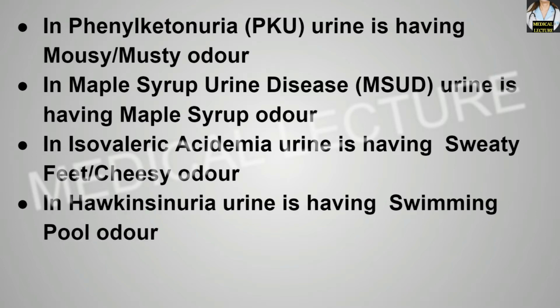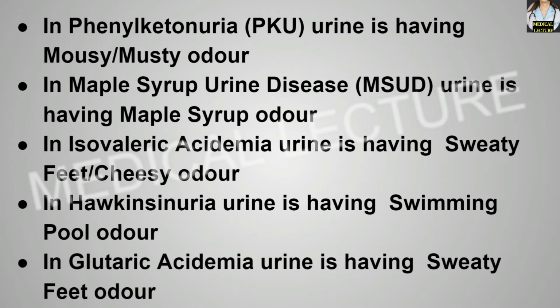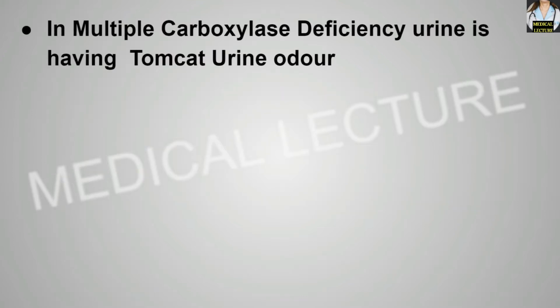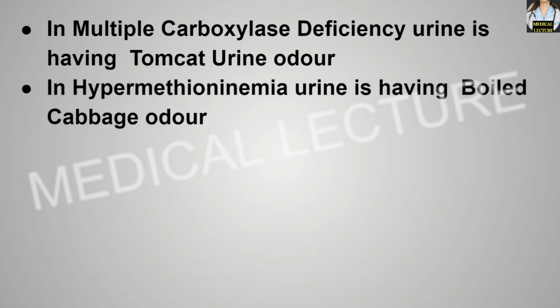In Hawkinsinuria, the urine has a somewhat swimming pool type odor. In glutaric acidemia, the urine has a sweaty feet odor. In multiple carboxylase deficiency, the urine has a tomcat urine type odor. In hypermethioninemia, the urine has a boiled cabbage type odor.